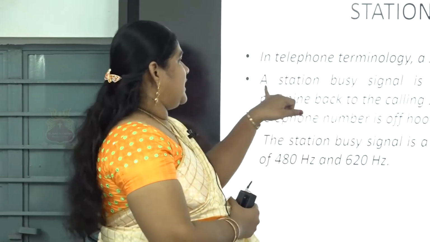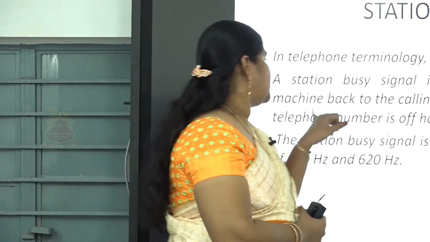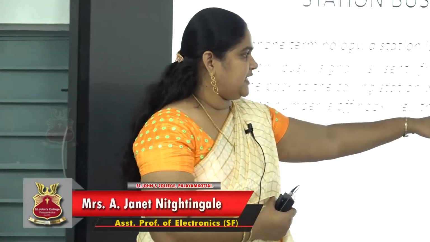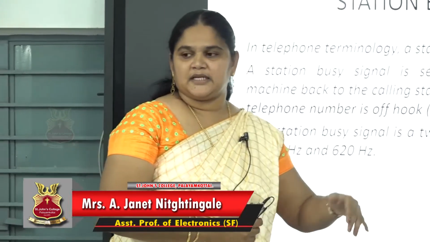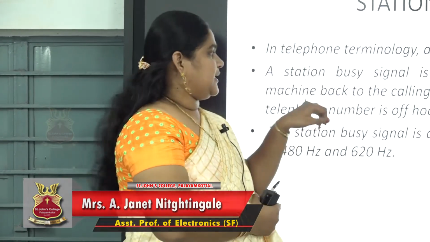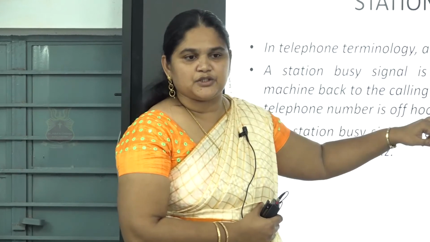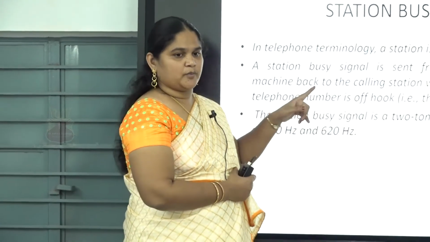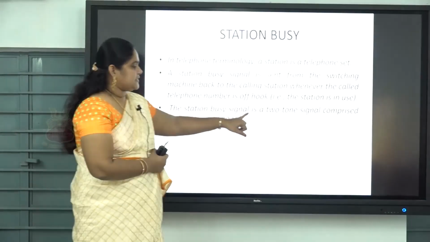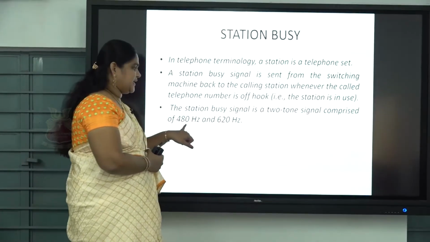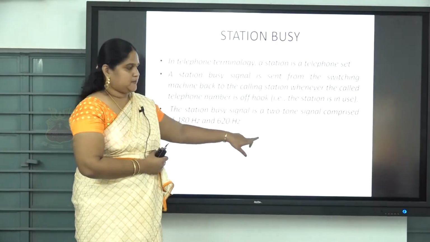So a station busy signal is sent from the switching machine back to the calling station whenever the called telephone number is off hook. So if the called telephone number is off hook, a busy signal will be sent to the calling party. The station busy signal is a two-tone signal comprised of 480 Hz and 620 Hz.